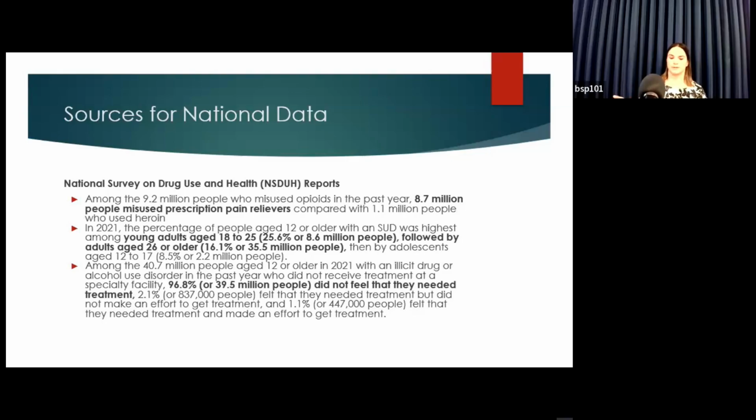So a quarter of people 18 to 25 met this diagnosis of substance use disorder, and then 16% of adults 26 and older, which I think is a really unfairly large group of people to put them all together. But so that's 35.5 million Americans. And then another important thing is that of people who have an alcohol use disorder, over 96% of them did not feel they had a problem that needed help. And I think that just speaks to the normalization of the way people are using alcohol inappropriately in our country.